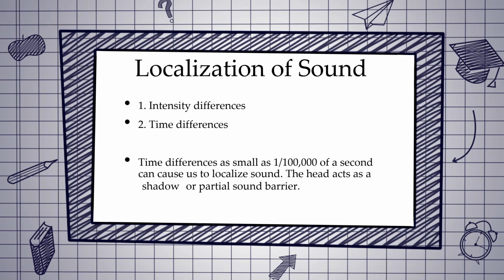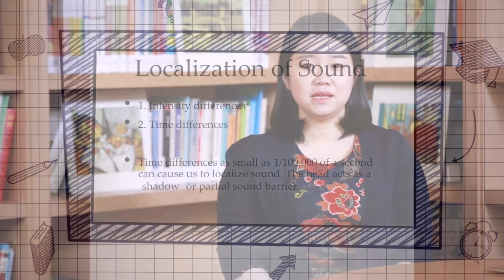In terms of localization of sound, we use both the intensity information of the sound arriving in both ears and also the temporal differences. The senses of vision and hearing are both physical senses. We use our eyes and our ears to turn the physical stimulation into neural signals.